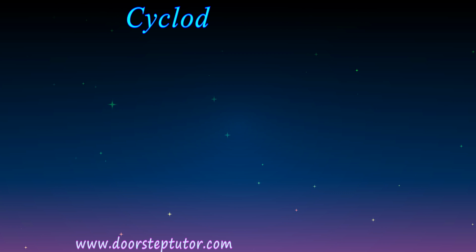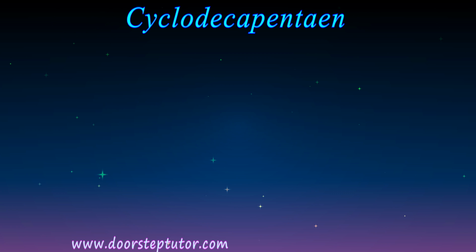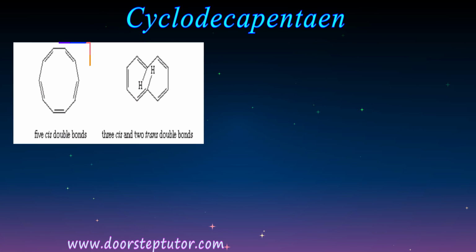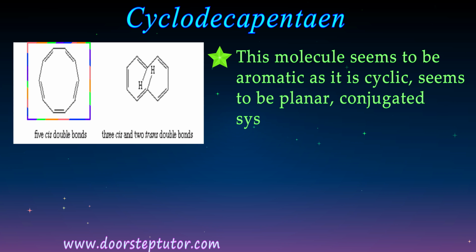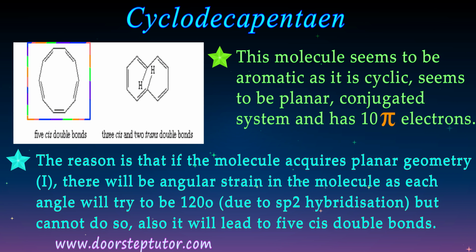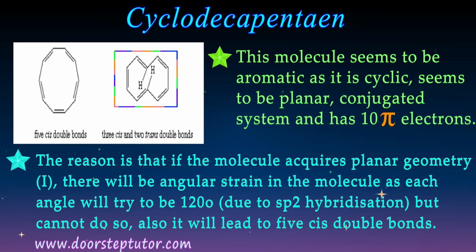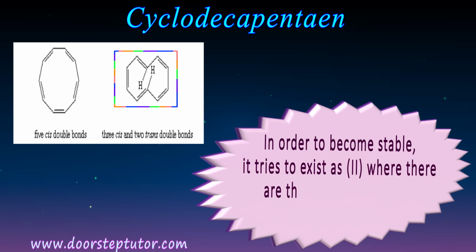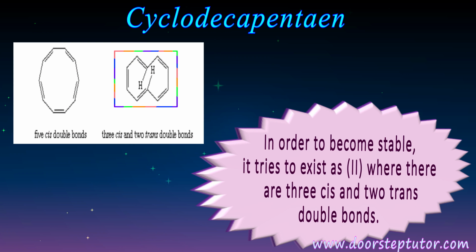Now let's see the aromaticity of cyclodecapentaene. Here in this compound we have 10 carbons, and this compound is cyclic and also has alternate double bonds. It is also planar. In this picture it looks planar, but that is not the actual case. Its actual figure is like this, and in this figure we have 3 cis double bonds, 1, 2 and 3, and 2 trans double bonds, 1 and 2.